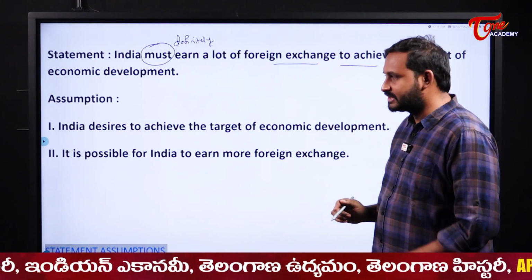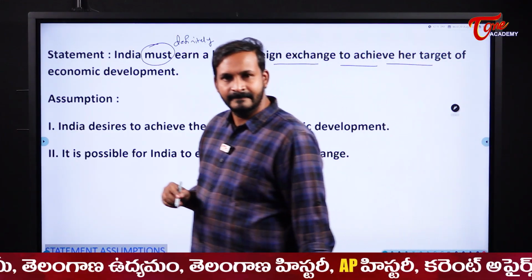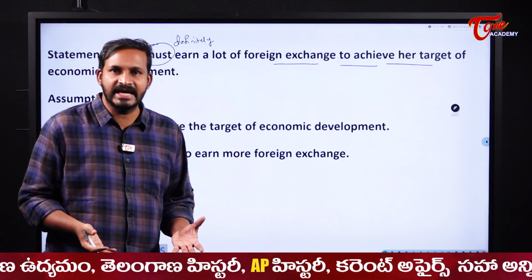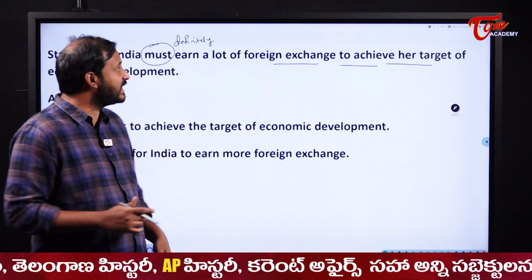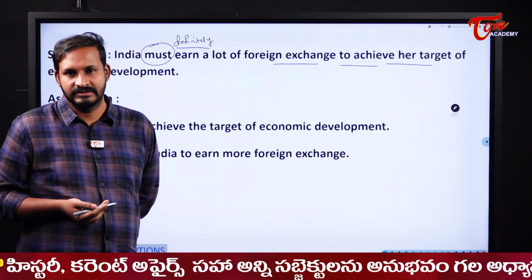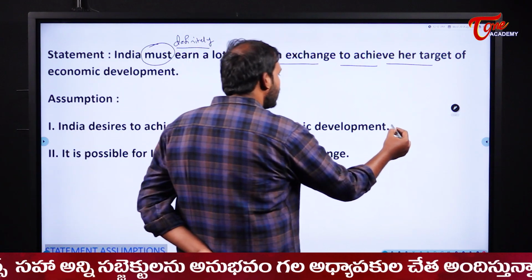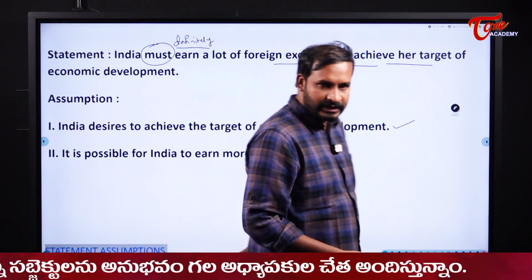Okay, now assumptions. India desires to achieve the target of economic development. Yes, right? It is desiring to get the economic development. That is the reason we are saying that it must earn the foreign exchange. So yes, India is desiring to achieve the economic development.